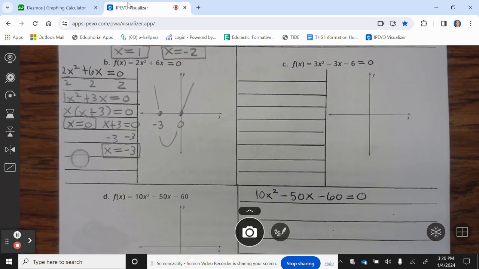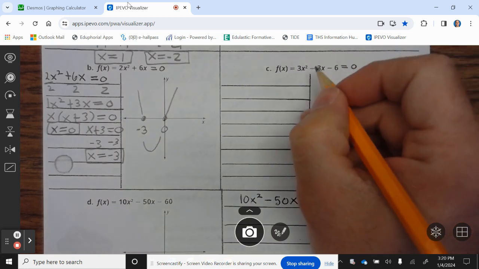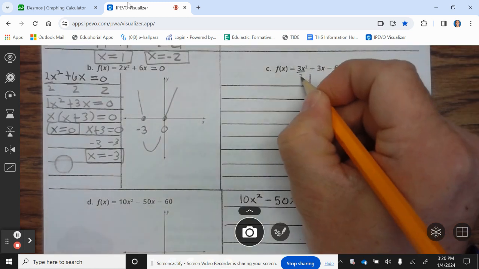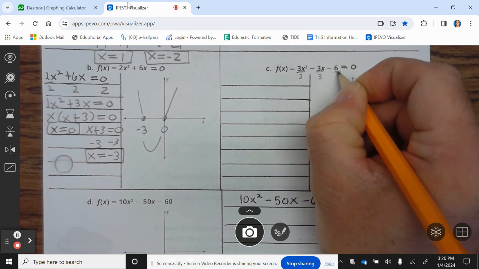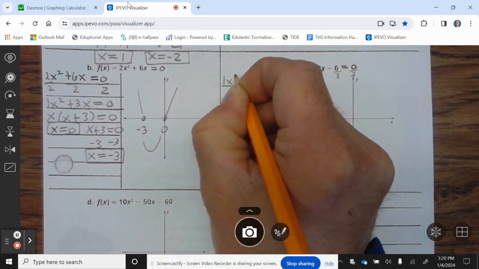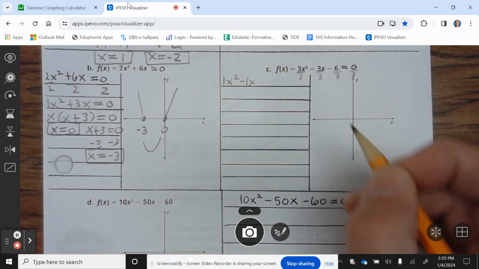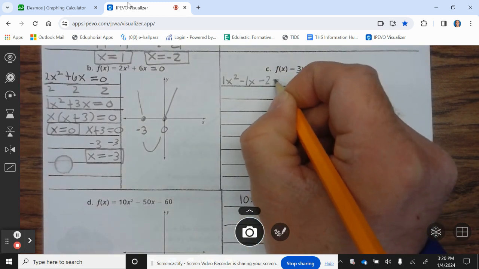All right, go ahead and finish that up. All right, let's take a look at C. So we can divide each term by 3. So then that's 1x squared minus 1x minus 2 equal to 0.